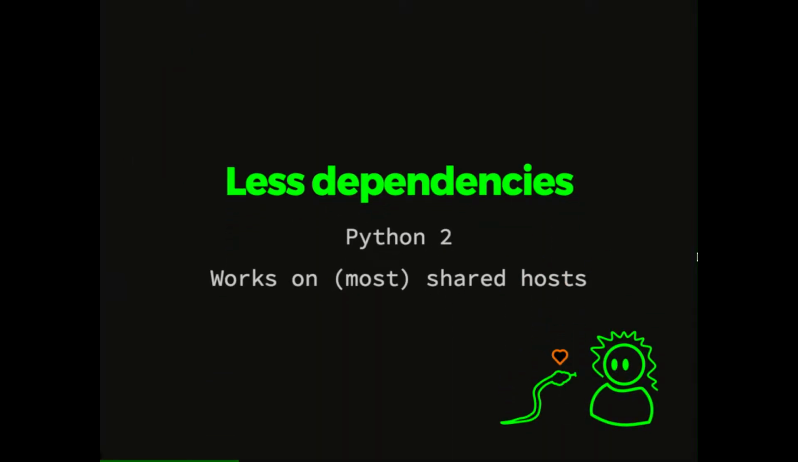Ansible also has a lot fewer dependencies than a lot of other configuration management systems. It only uses Python 2, which means that it works on most shared hosting providers because Python 2 has been around for a long time, and it's part of most Unix environments' base installation software.